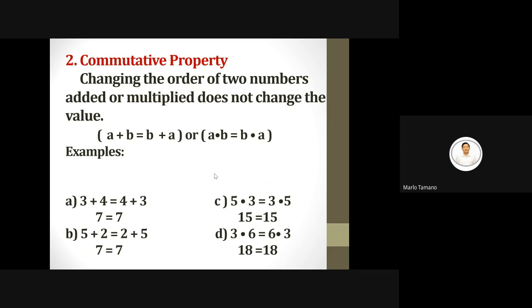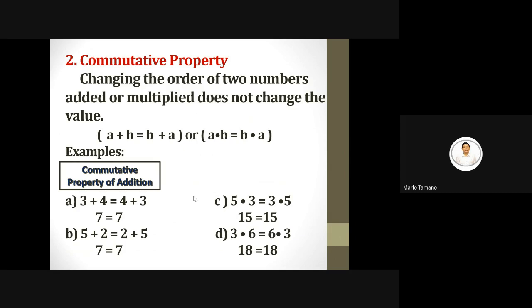Let's see the example of commutative property of addition. 3 plus 4 is equal to 4 plus 3. Now, what did you notice? The left and the right members of the equation are equal. So 3 plus 4 is 7. 4 plus 3 is also 7. So they are equal. Next, letter B. 5 plus 2 is equal to 2 plus 5. They are also equal. So 7 is equal to 7.